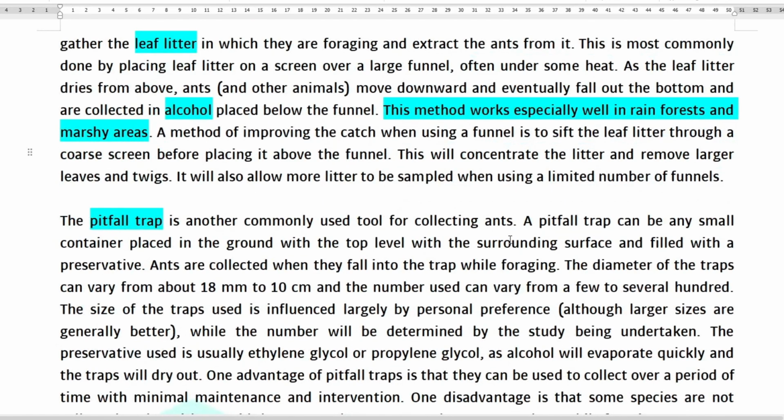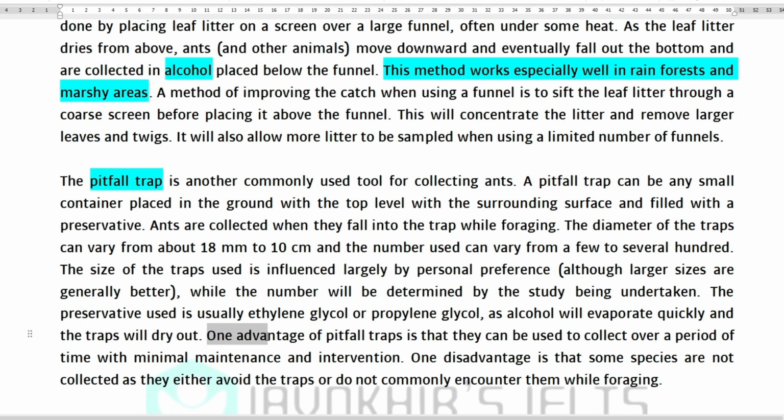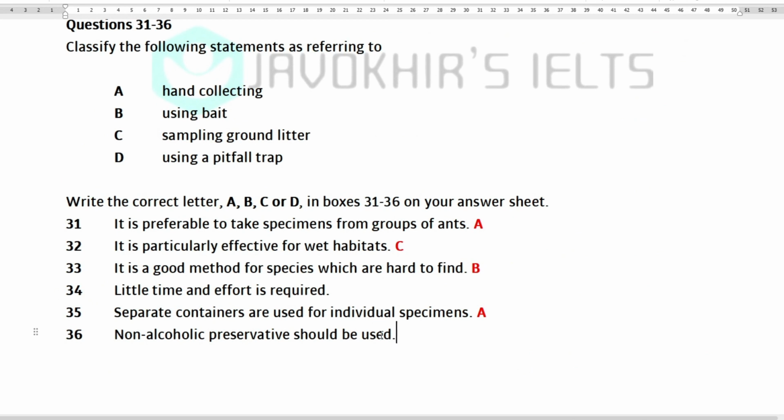So pitfall. A pitfall can trap any small container. One advantage of pitfall traps is that they can be used to collect over a period of time with minimal maintenance and intervention. So with that, one advantage of pitfall traps. We have pitfall. We have D. However, we're still left with number 36.